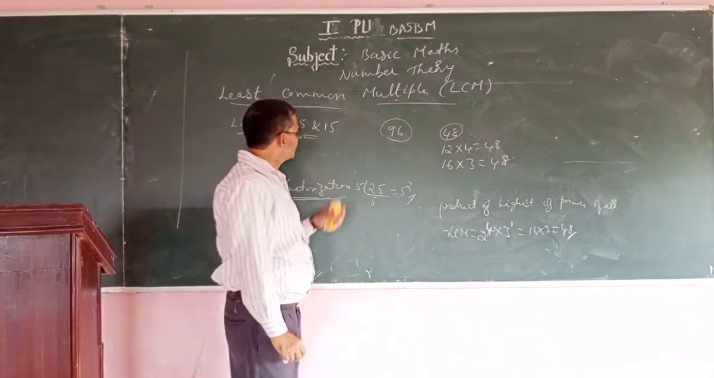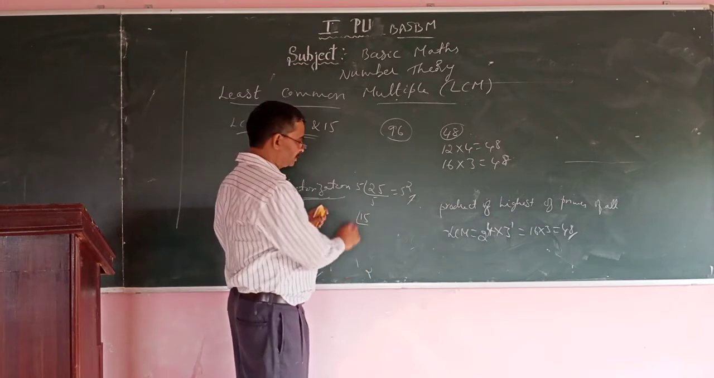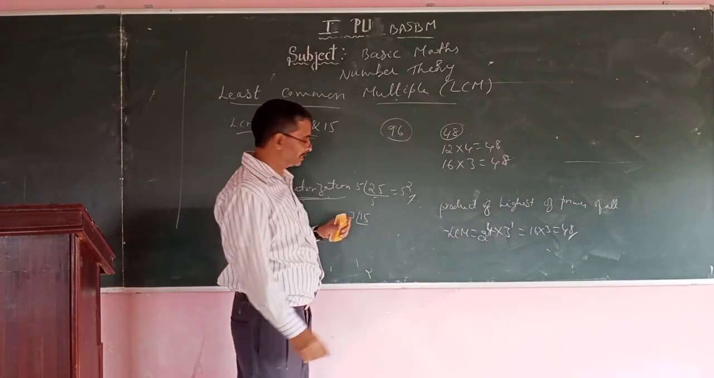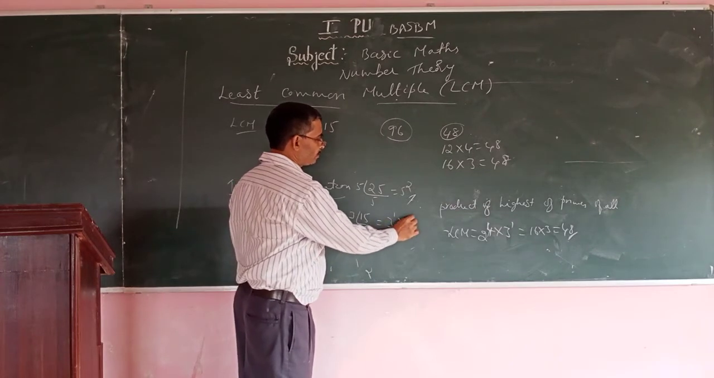What about this one, 15? 2 doesn't go into 15, it should divide exactly. 3, yes, then 5. So this is 3 to the power 1 into 5 to the power 1.